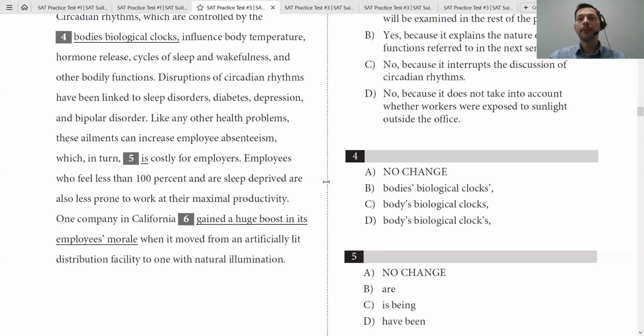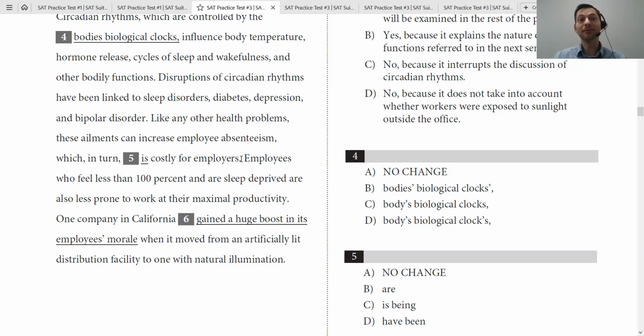Let's move on. Let's look at number 5. Like any other health problems, these ailments can increase employee absenteeism, which in turn is costly for employers. So what's costly for employers? Let's ask ourselves, what's costly for employers? The employee absenteeism is costly for employers.